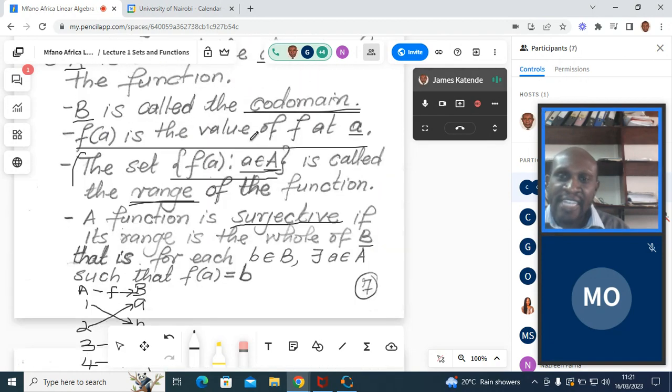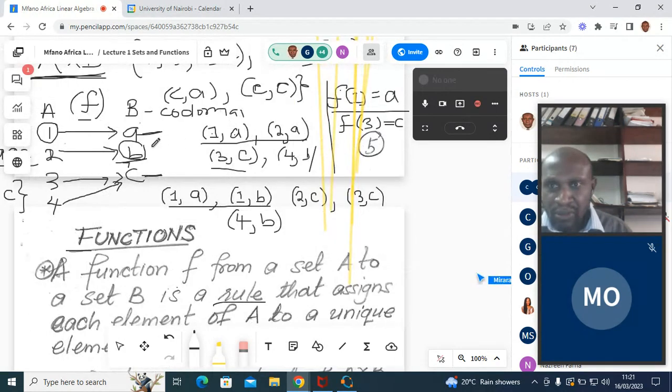You realized in the previous function, this was a function, but you can see 3 is assigned to C, but 4 is assigned to C as well. So this is not one-to-one. We have two elements on one side being assigned to one element on the other side. But one-to-one simply means if I assign 3 to C, I cannot assign any other element to C in the codomain.